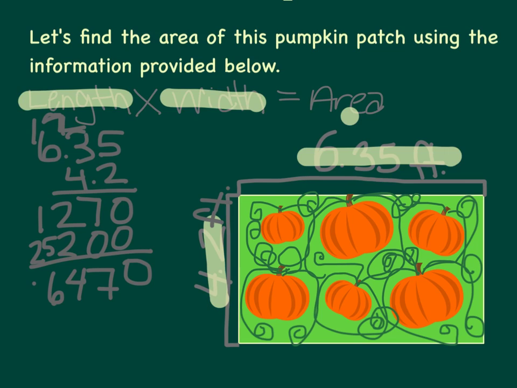4, 6, 2. All right, now remember we have 1, 2, 3 decimal places, so we need to go 1, 2, 3 decimal places over. And our answer is going to be 26.67 feet squared, since we multiplied feet times feet.